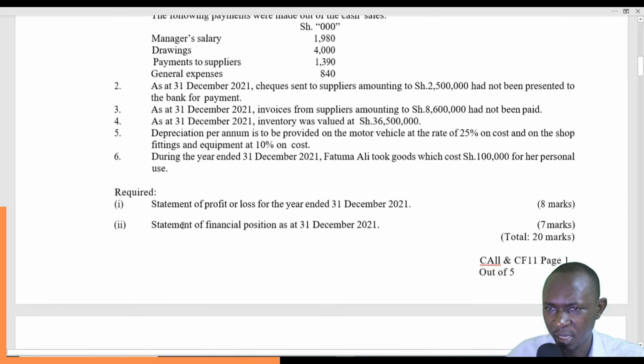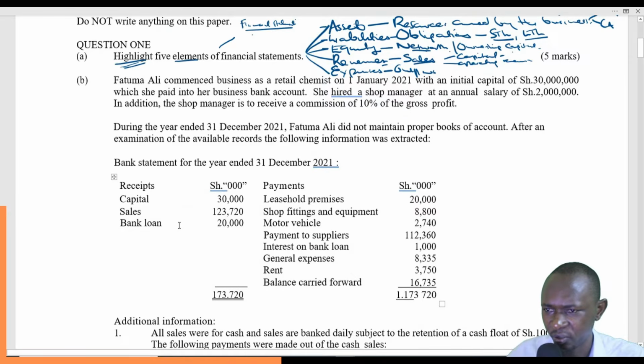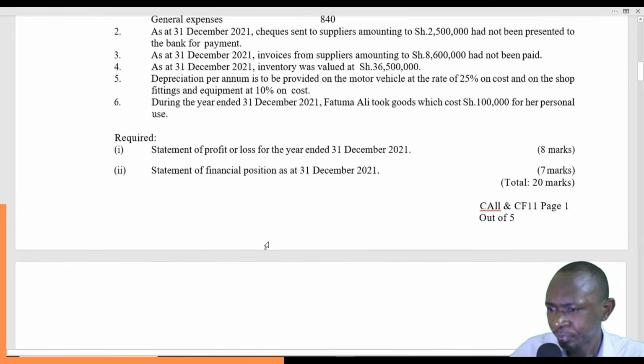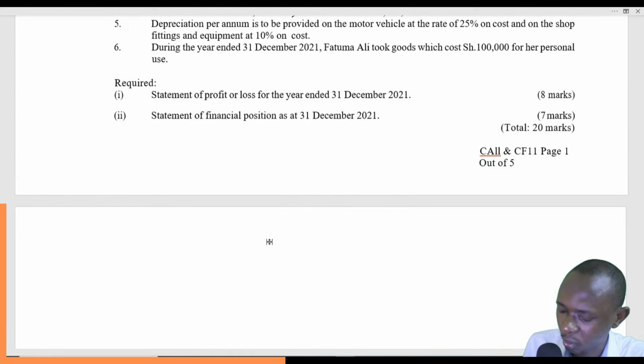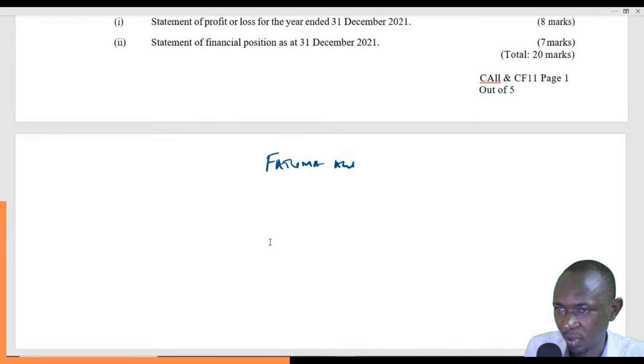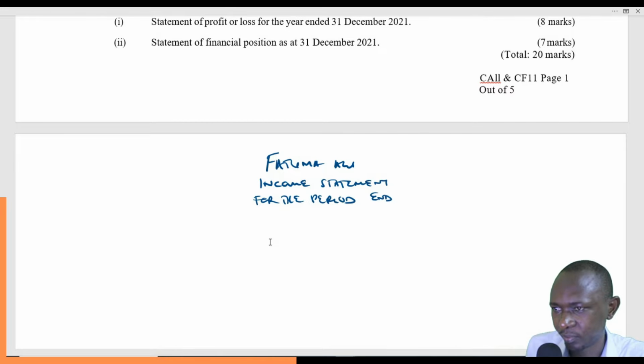So let's create a space and we should be ready to go with it. So Fatuma Ali, and the books are for the year ended 31st December 2021. We always start, the starting point is the heading. So you say Fatuma Ali, and then what they want is the profit or loss. So you say income statement for the period ended 31st December 2021. Then you underline, of course.